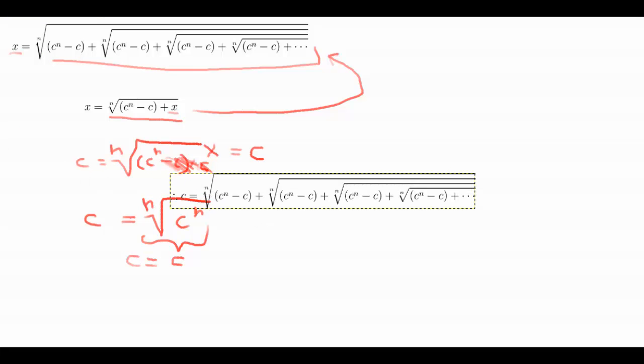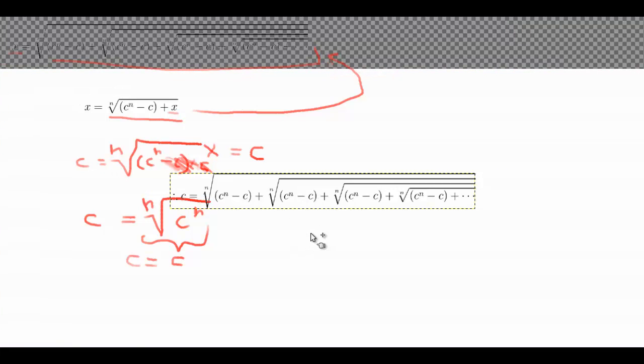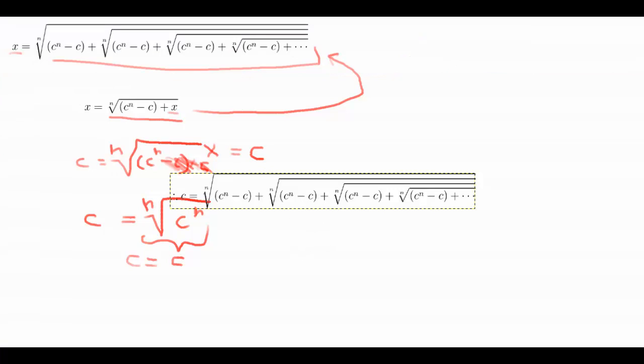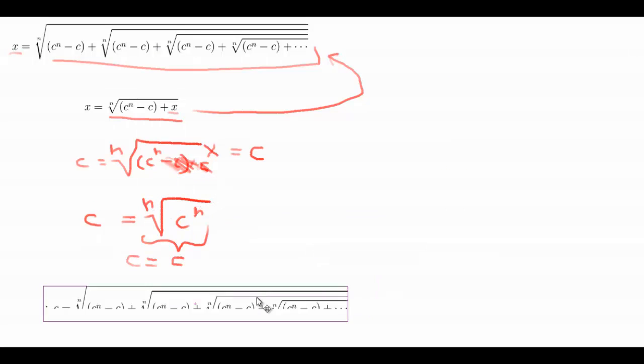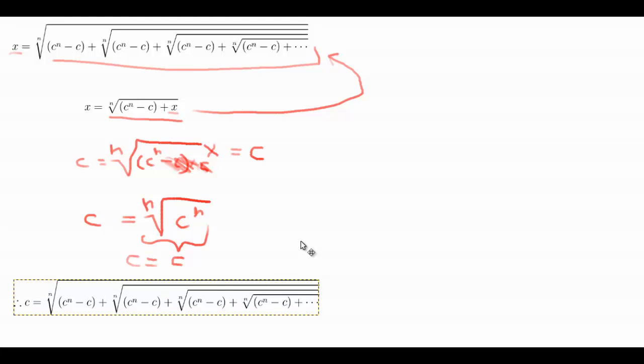therefore c is equal to this nested expression. And we conclude that c is equal to this nested expression here that we have. Fairly nice and simple.